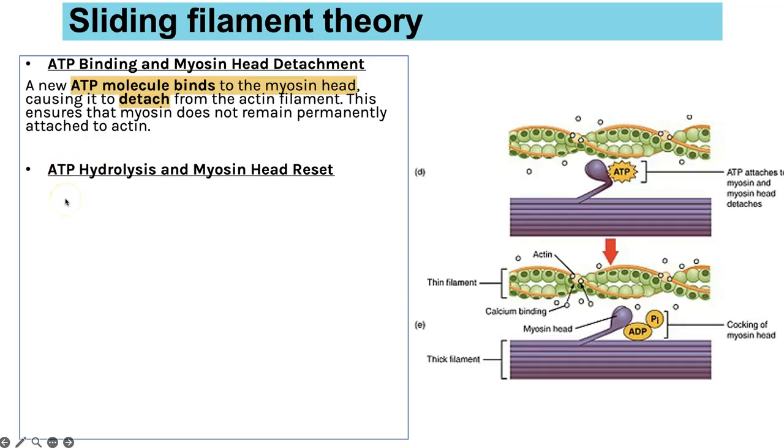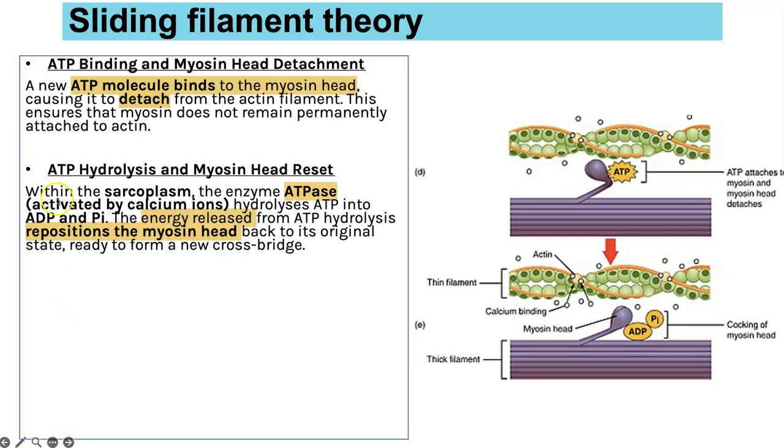So the next step is ATP hydrolysis, and the myosin head resets back to its original position. Within the sarcoplasm, which we said is like the cytoplasm, the enzyme ATPase is present, and that enzyme is activated by the presence of the calcium ions. ATPase hydrolyzes ATP into ADP and Pi, and that releases energy. That energy released from that ATP hydrolysis is what causes the myosin head to reposition or recock back to its original state, and that would be able to form a new crossbridge.